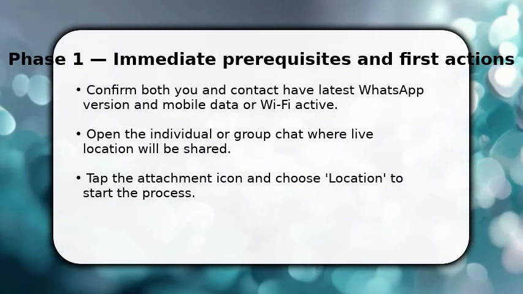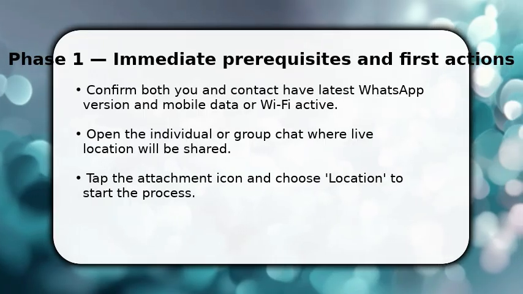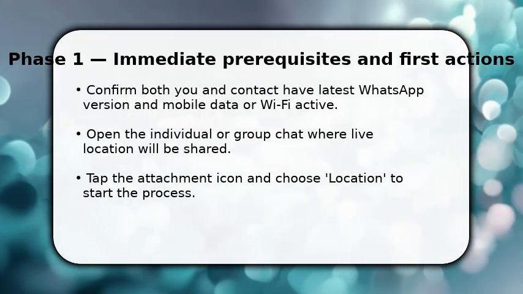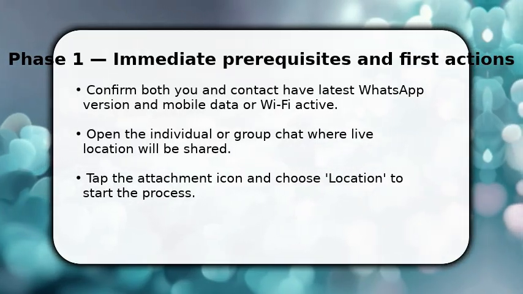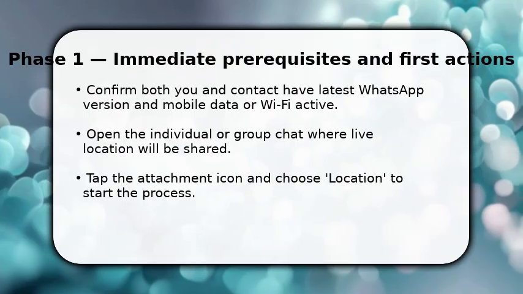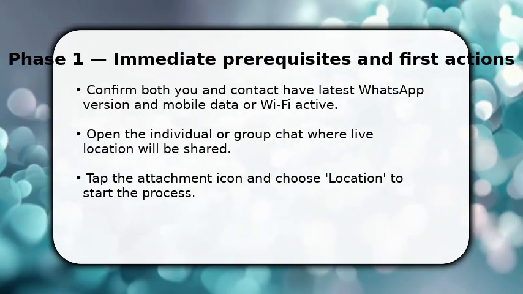You start by confirming essentials. Make sure both you and the contact have the latest WhatsApp and that location services are enabled on your phone. Once done, open the exact individual or group chat where you expect a live location.